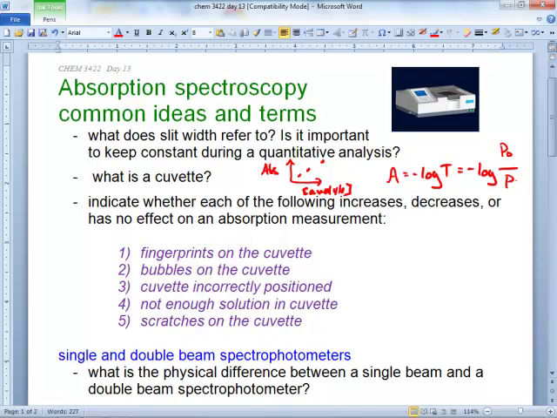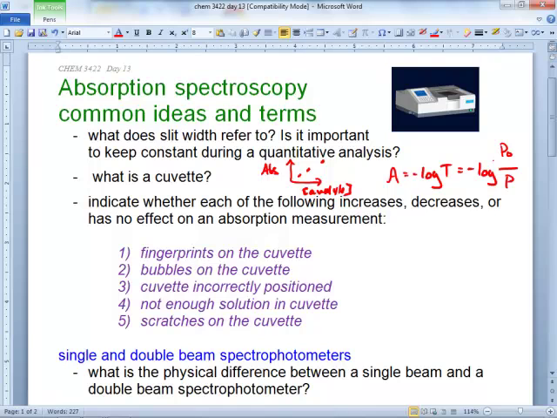Depends on which slit you messed with, right? If you make the slit wider, you're going to be increasing this intensity. Make it narrower, you're going to be decreasing it. So you've got to keep it constant. Otherwise, you're going to get different absorbance readings for the exact same concentration. Okay, does that make sense? So it's not really a new factor. It's kind of messing with the old ones.